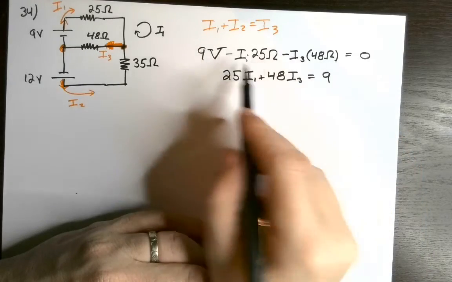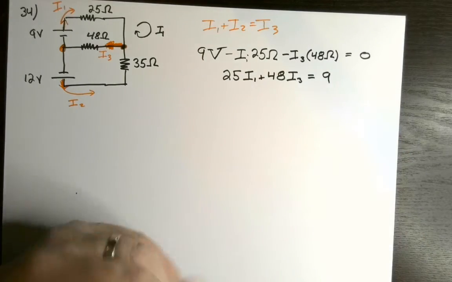Put the 9 on the other side, divide through by the -1. Everything's got a plus sign. So there's our second equation.